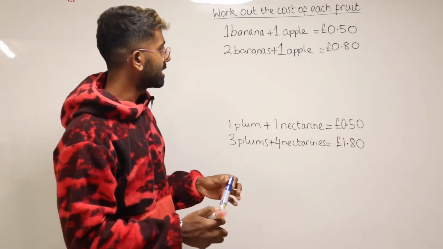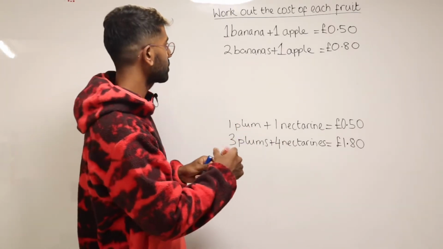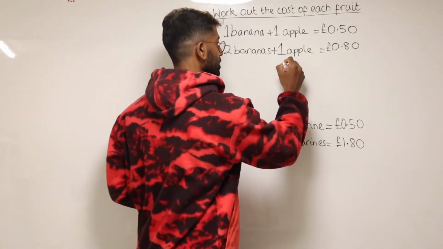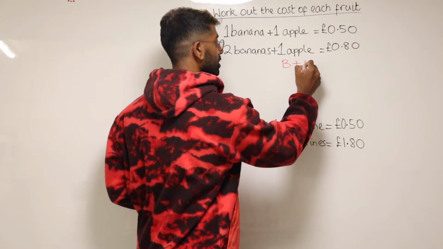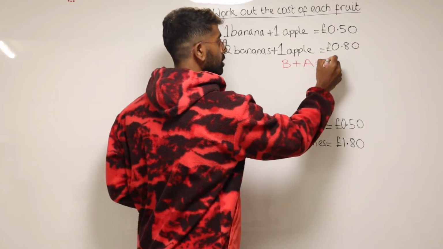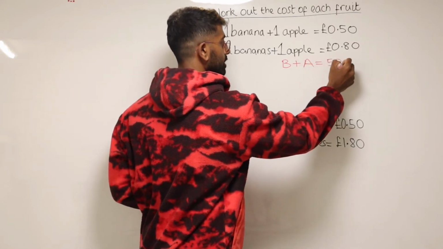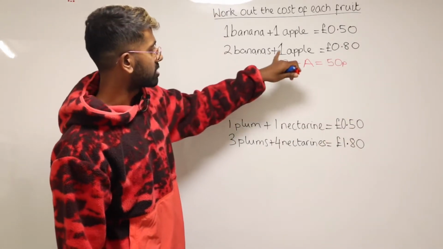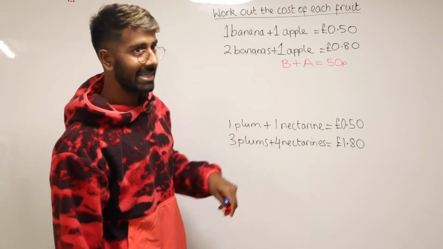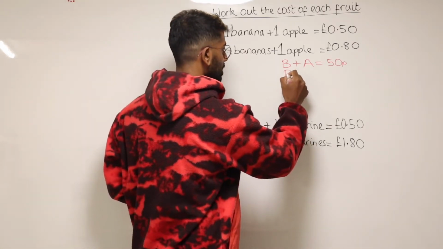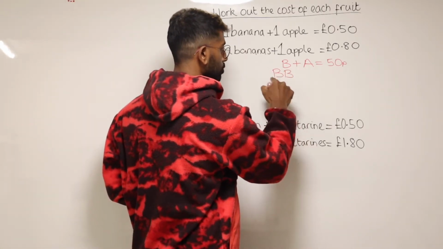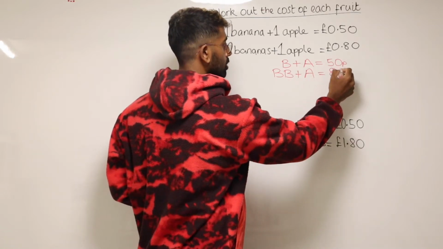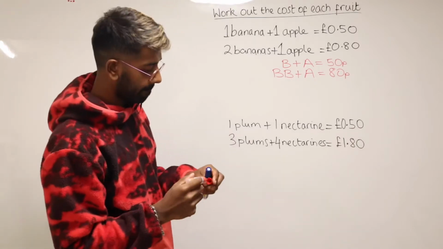So what I'm going to do immediately is actually just change that and make it a bit simpler. I'm just going to use the letter B for banana and A for apple. So I'm going to say a banana plus an apple costs 50p. So that looks a lot neater. And then we've got two bananas and one apple is 80p. So I'm going to line that up right underneath here. So two bananas and an apple costs a total of 80p.